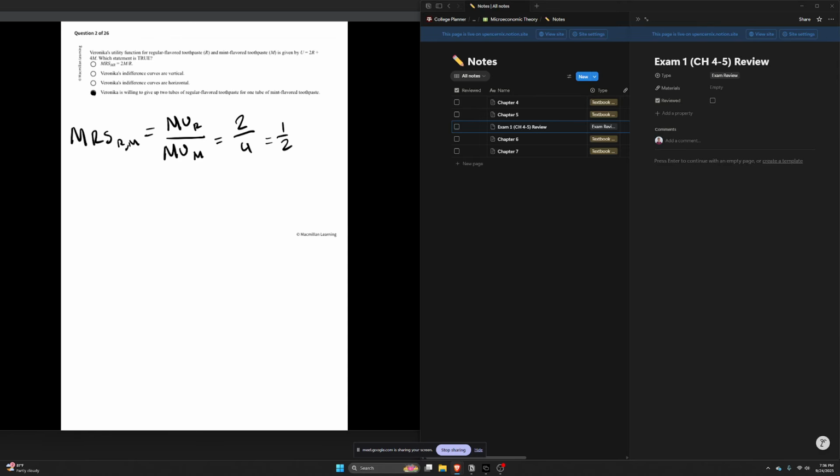All right. Same thing, marginal rate of substitution. This one is tricky because people get tripped up on this answer.